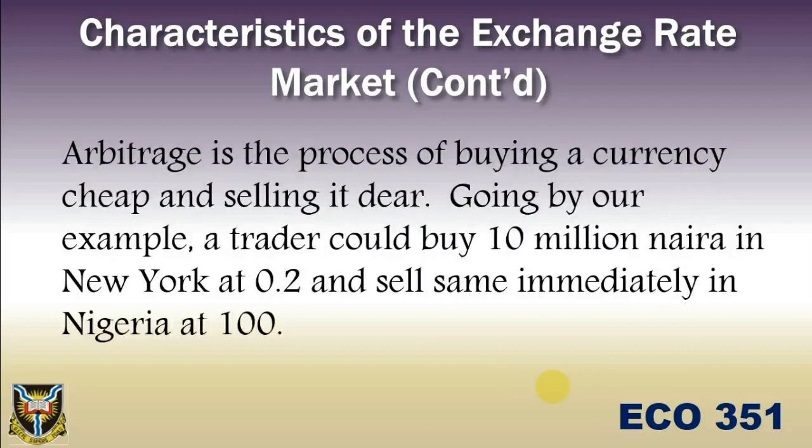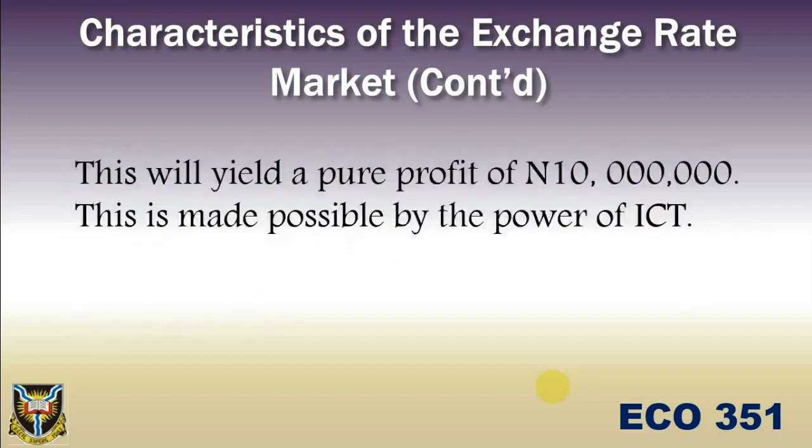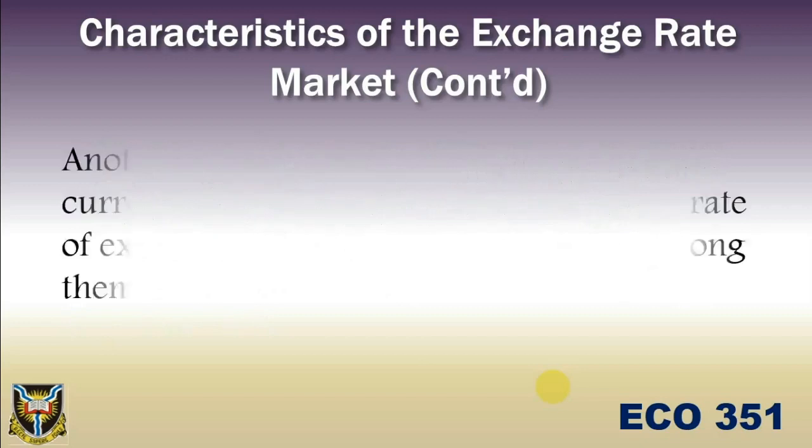Going by our example, a trader could buy 10 million Naira in New York at 0.2 and sell the same immediately in Nigeria at 100. This will yield a pure profit of 10 million naira. This is made possible by the power of information communication technology.